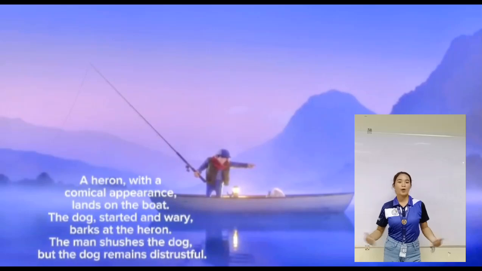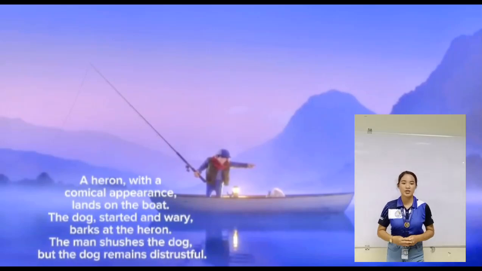This is where the core conflict begins. The dog perceives the hero as a threat based on its own fear and a lack of understanding. The man, a more experienced collaborator, tries to calm the situation, but the dog's internal communication overrides the man's guidance.